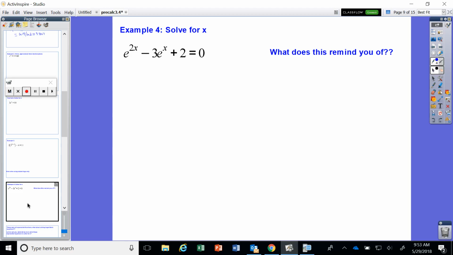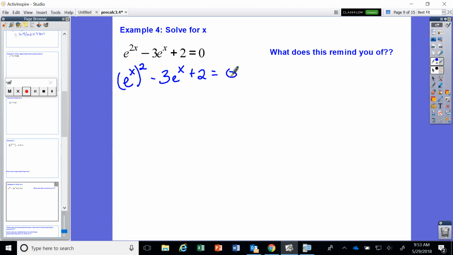Somewhat kind of looks like a quadratic function, doesn't it? And when we do quadratics, sometimes we use the quadratic formula, or sometimes we even factor. We agree that e to the x to the second power is the same thing as e to the 2x. Remember, when you raise an exponent to an exponent, that's like multiplying them together. Why would I do such a thing? Because now I am in quadratic form specifically.